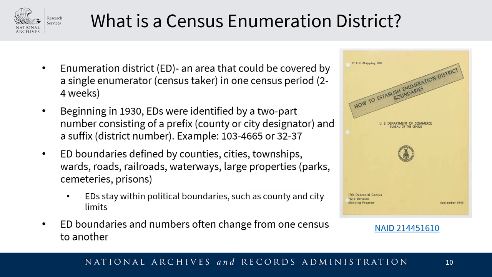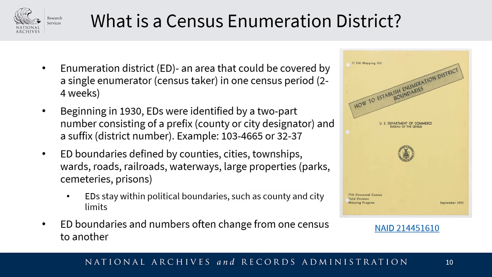Beginning with the 1930 census, EDs were identified by a two-part number with a prefix to designate the county or city and a suffix to designate the individual district number. Examples are shown on the slide. Boundaries of enumeration districts were defined by the Census Bureau staff using guidelines outlined in official publications like the booklet shown here. Enumeration district boundaries were defined by existing political boundaries like counties, cities, wards, districts, or precincts. Enumeration districts stayed within this type of political boundary to make it easier to gather statistical data from the census.